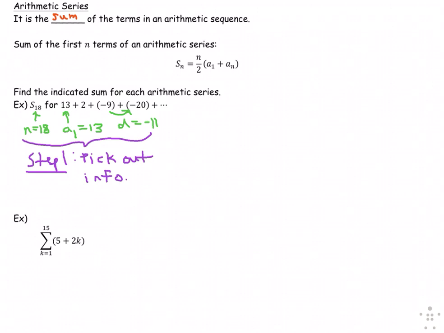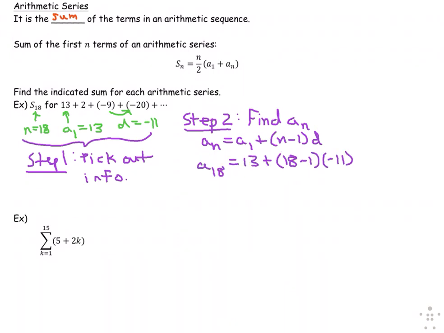So there's step 1, picking out the info that I just mentioned. Step 2 is to find the nth term using the nth term formula, substituting in, and simplifying gives us the last term that we need to include in this sum of 18 terms. So the third step is now to find that sum using the sum formula.